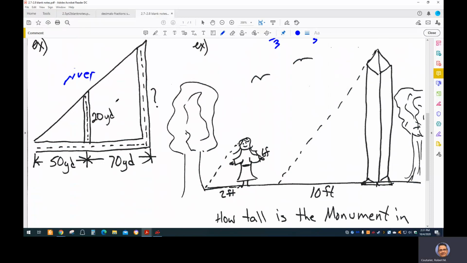And this is a park. So this is a park on a river. It's a triangular shaped park that has a walkway that's 20 yards long that cuts it in a piece. And then from the beginning of the park to the walkway is 50 yards. From the walkway to the end of the park is 70.